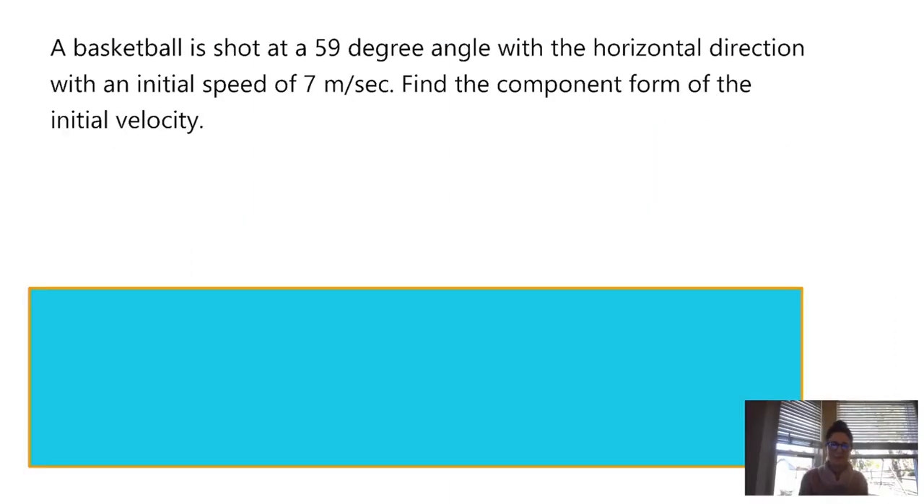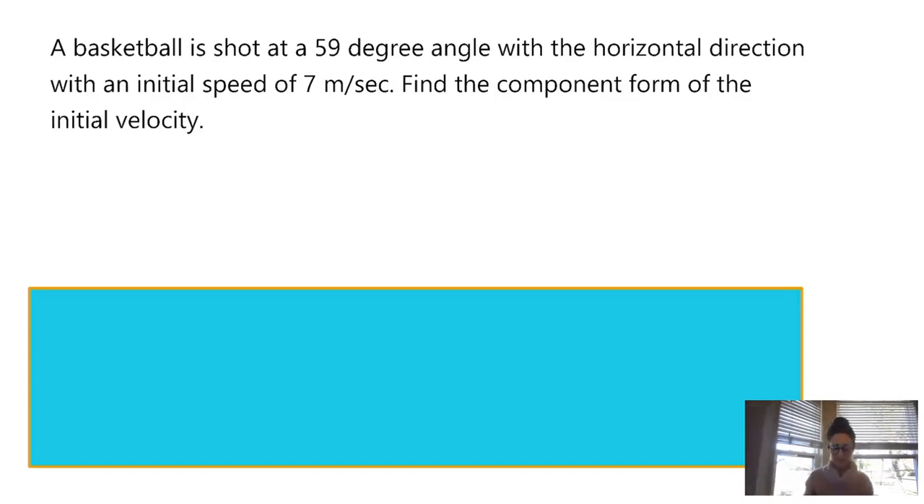All right, here's our last example. I'm going to force a pause on your screen. Make sure you at least write the numbers, and then we'll work this together. Okay, so a basketball is shot at a 59-degree angle with the horizontal direction and an initial speed of 7 meters per second. Find the component form of the initial velocity.